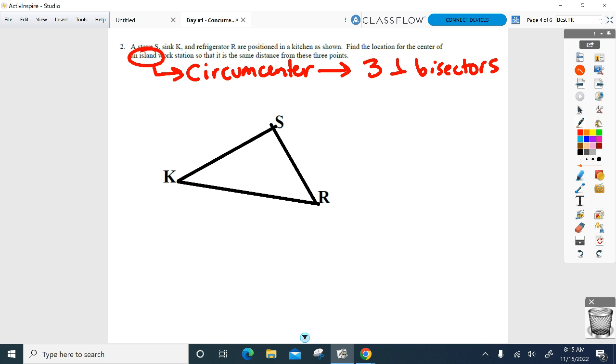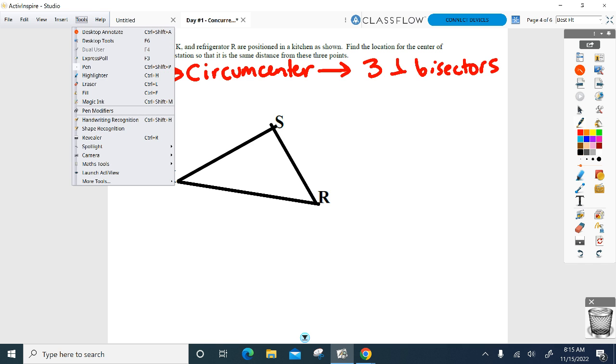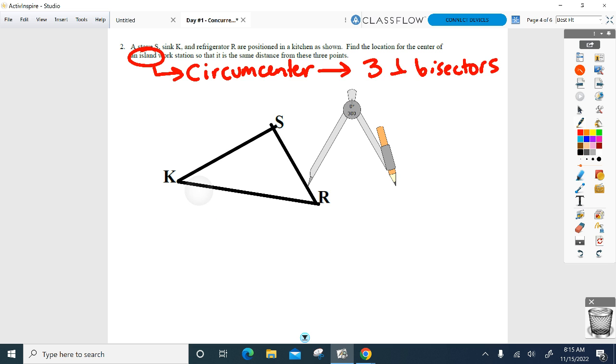You know how to do it already using your compass and straight edge. This is our most famous construction. Let's start with side KR. How do I find the perpendicular bisector of KR using my compass? Anybody remember this one, the old fish? Put your compass on K or R, doesn't matter. Open it up more than half the distance of KR. And I need about a half circle size arc.